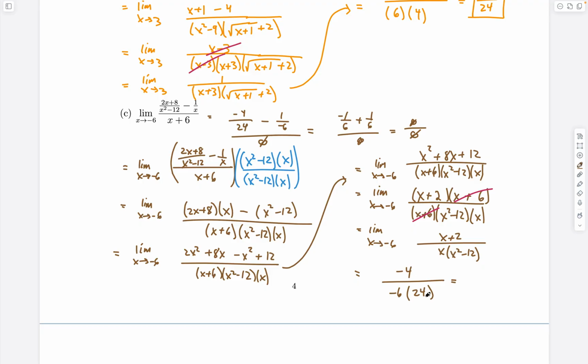So 4 is a factor of 24. We're left with 6 from there. Therefore, we get a 1 over 6 from that, and then a 6 from here when that simplifies. Final answer, 1 over 36. There we go, right? So this limit with all of these kind of complex fractions, all this mess here, we do all this work and we end up with 1 over 36.